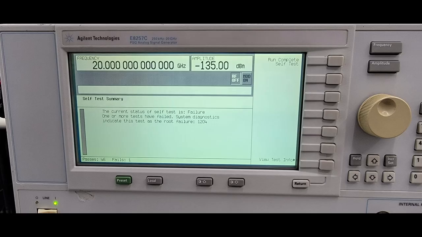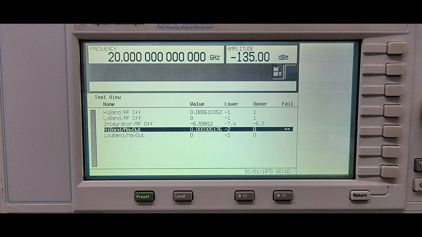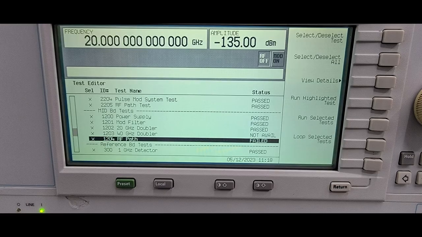So after replacing all those parts on the ALC, we managed to clear one of the self-test errors. That was the 900 series error, if you recall, that had to do with the high band max out and low band max out. Those errors actually disappeared following this repair. So despite getting rid of the ALC related self-test errors, we still had the low amplitude issue, and the 1204 error was still the only error occurring during the self-test.